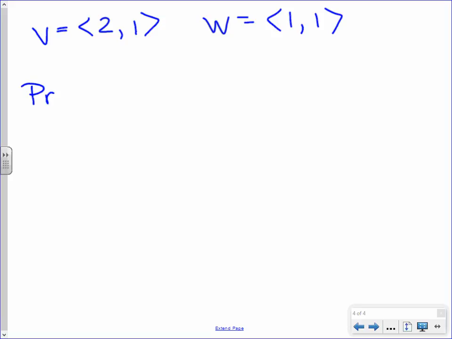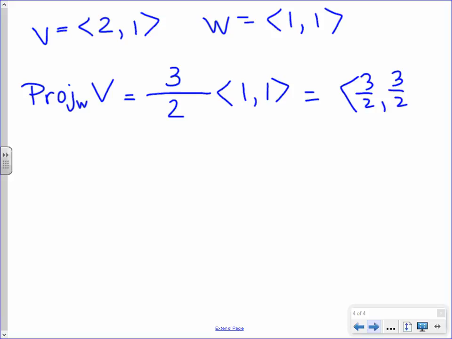So, the projection of V onto W. Okay, that's kind of how I like to write it. The projection of V onto W is the dot product. So, Sammy, what's the dot product of those two? 3. Over the magnitude of W squared. So, what is the magnitude of W, Josh N? Square root of 2. Squared. So 2. Excellent. And then we're going to multiply this to W. So our projection vector is 3/2, 3/2.